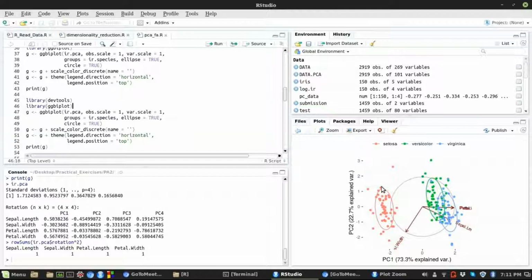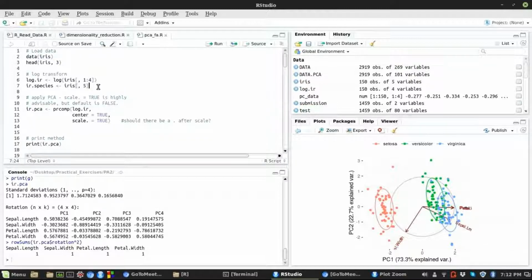So the coloring of the points has nothing to do with the principal component analysis. They have simply grouped them by species, just to show that within PC1 and PC2 itself, you are getting information that can be used to separate out the species. That's all it means. But it has nothing to do with principal component analysis. We have done PCA without taking into account the species data at all. We have dropped that off and then done PCA on the four numeric columns only.